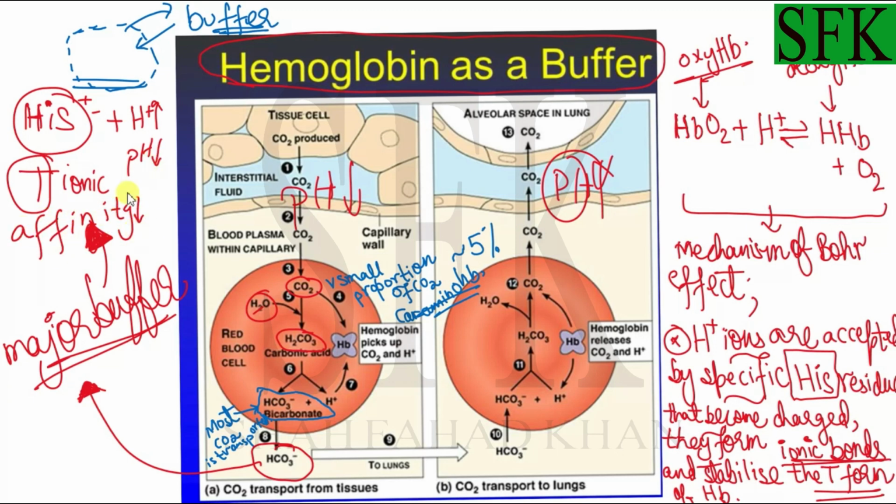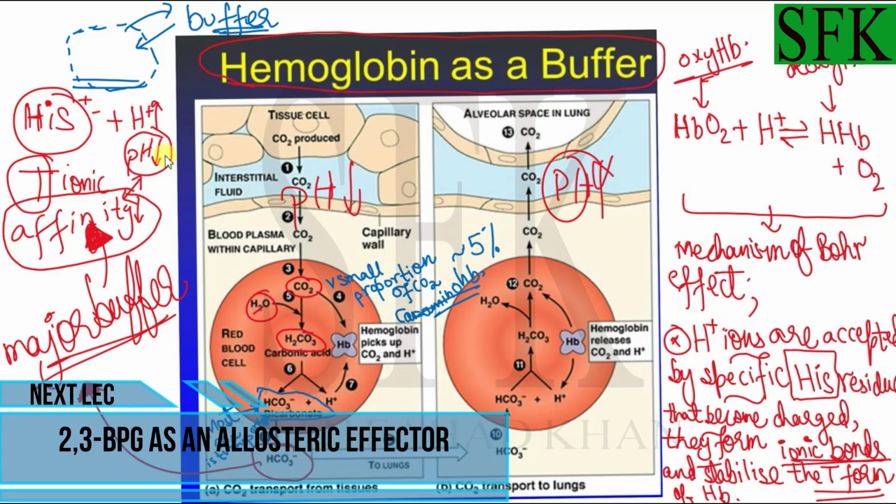So an easier way of remembering the relationship of pH and oxygen affinity is that they go hand in hand. If the pH decreases, affinity will decrease. If the pH increases, affinity will also increase. So this is an easier way of remembering the effect of pH on the affinity of hemoglobin for oxygen.